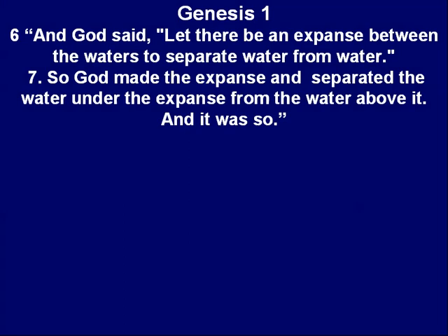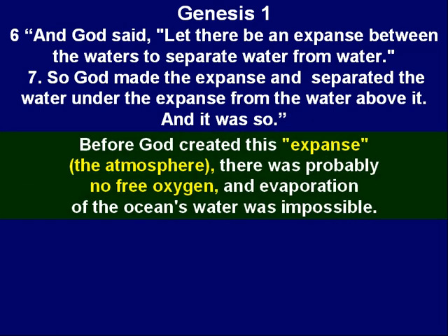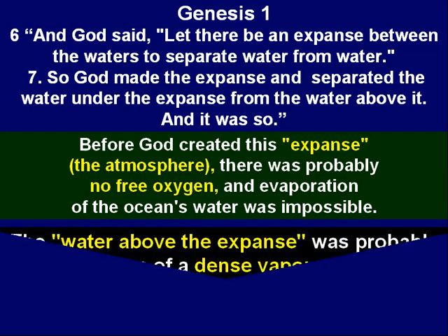Genesis 1 verse 6 says, "And God said, let there be an expanse between the waters to separate water from water. So God made the expanse and separated the water under the expanse from the water above it. And it was so." Before God created this expanse, the atmosphere, there was probably no free oxygen, and evaporation of the ocean's water was impossible.